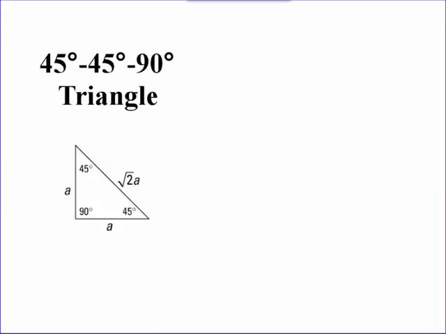And then the last thing we're going to talk about today is the 45, 45, 90 triangle. The nice thing about the 45, 45, 90 triangle is that you can always use the Pythagorean theorem on this problem. No matter what, if you know any one side in a 45, 45, 90 triangle, the Pythagorean theorem will work. That's crazy. So let's talk about why that works.